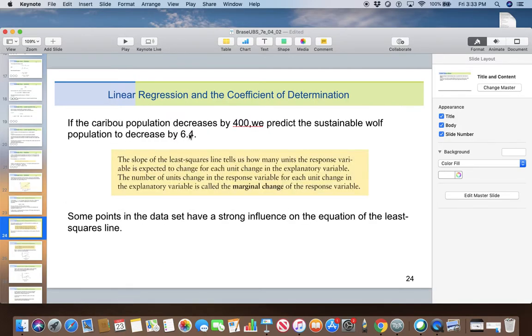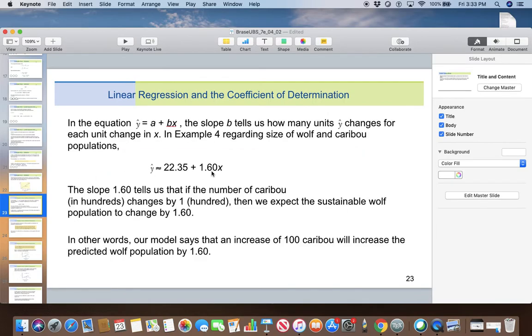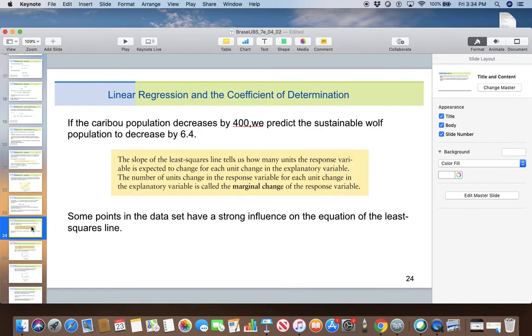If the caribou population decreased by 400, we predict the sustainable wolf population to decrease by 6.4. Where did that 6.4 come from? It's 1.6 times 4, which is 6.4. So a decrease of 4 gives me a decrease in the wolf population of 6.4.